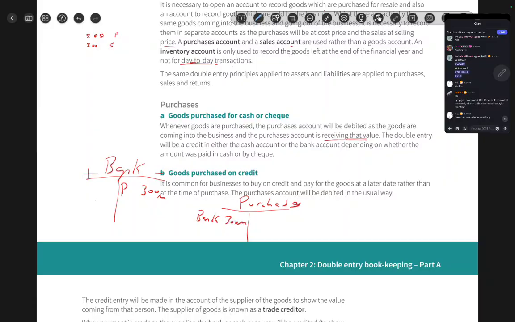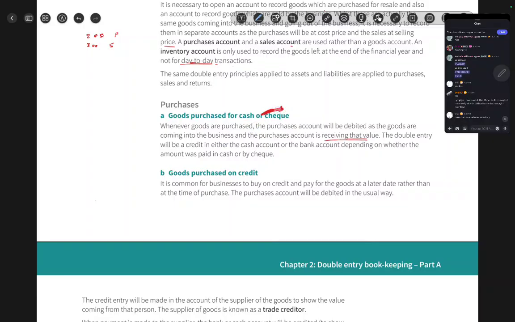The double entry will be a debit in purchases and a credit in either the cash or bank account, depending on whether the amount was paid by cash or by check. Very simple. Now let's go for goods purchased on credit. What's the difference between goods purchased for cash or check and on credit? It's very similar, but cash or check is paying right now and credit is paying later.